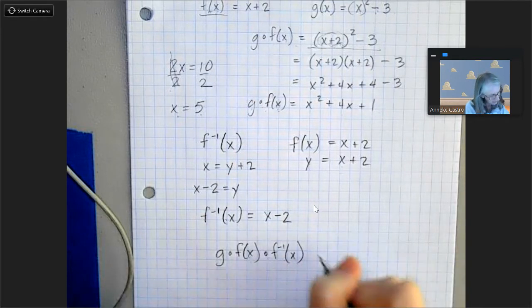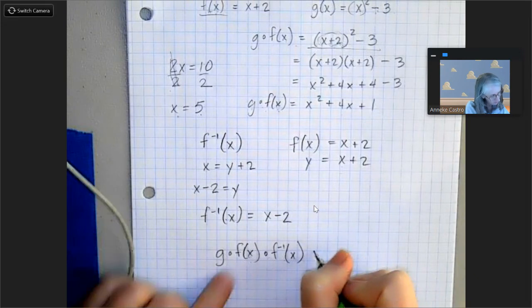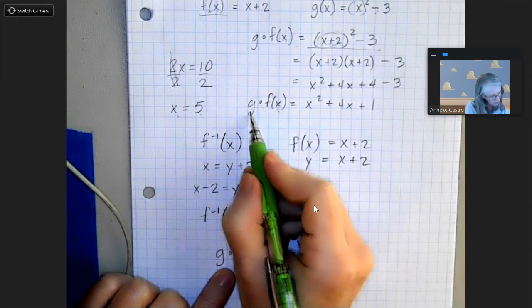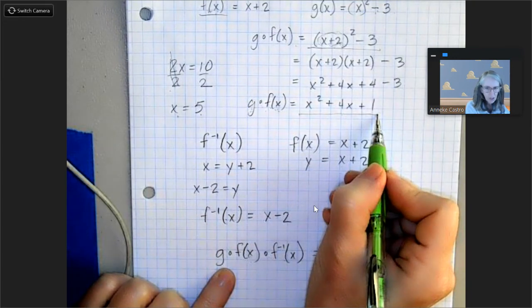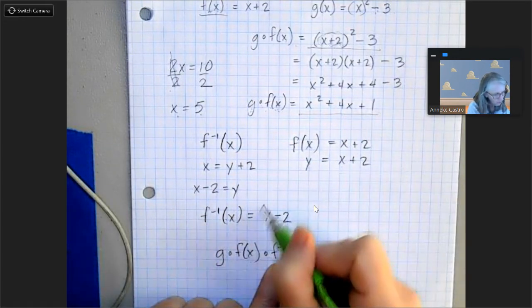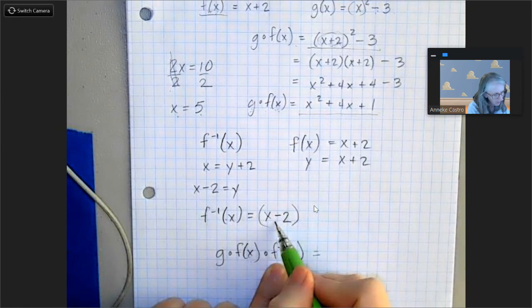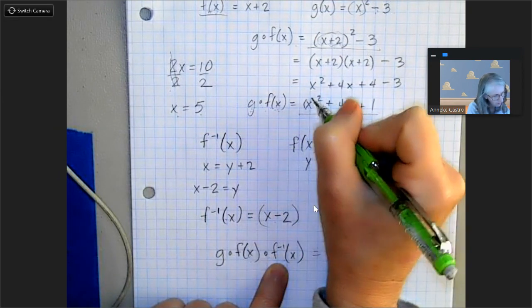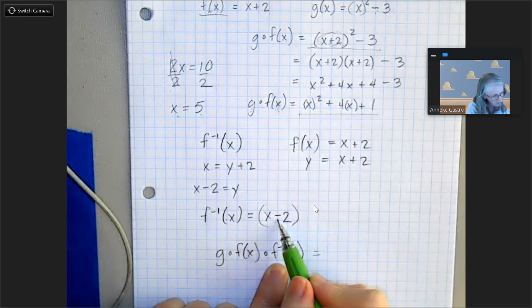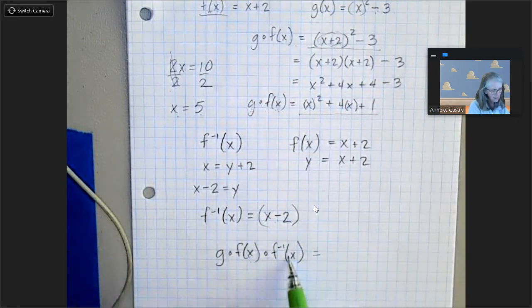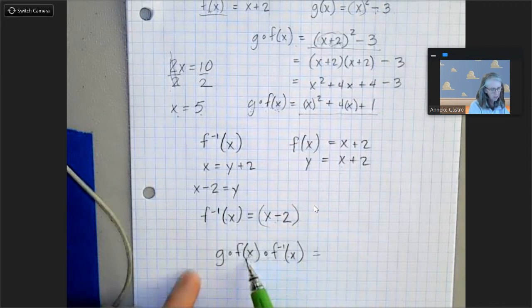So let's see if that's going to work. I'm going to take my g of f of x, which is right here, and I'm going to substitute in my inverse function, my x minus 2. So right here and right here, I'm going to substitute in my x minus 2. My goal is that this will get rid of the f of x, and I'll just be left with g of x. So let's see what happens.